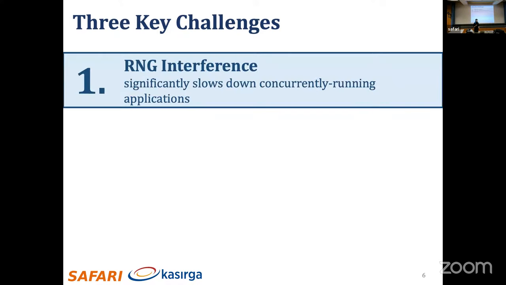The first challenge is the RNG interference. True random number generation is time-consuming when it's done in DRAM, and it can be very intrusive in a system that uses DRAM as main memory. It can stall memory requests, and the interference between RNG and regular memory requests can significantly slow down both types of applications.